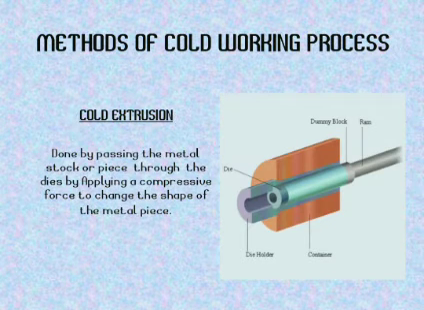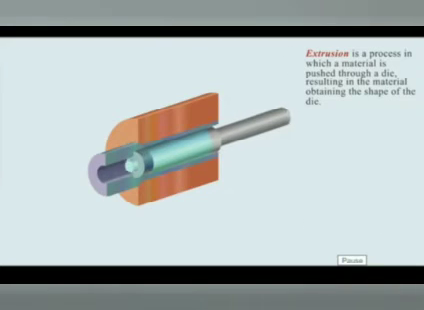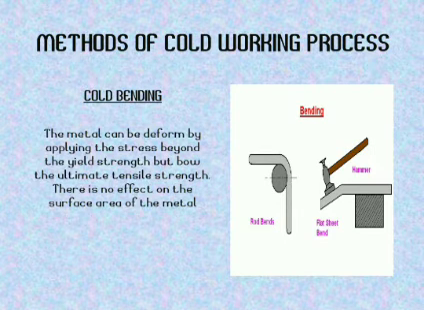We also have cold extrusion. It is done by passing the metal stock or piece through dies by applying a compressive force to change the shape of the metal piece. And cold bending. The metal can be deformed by applying stress beyond the yield strength, but without reaching the ultimate tensile strength, there is no effect on the surface area of the metal.